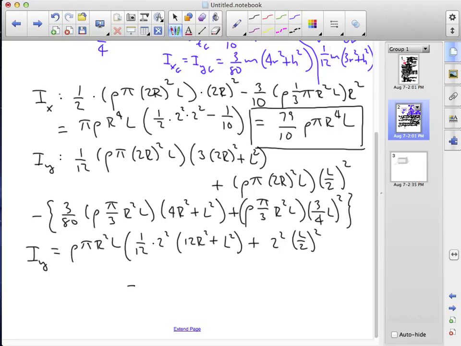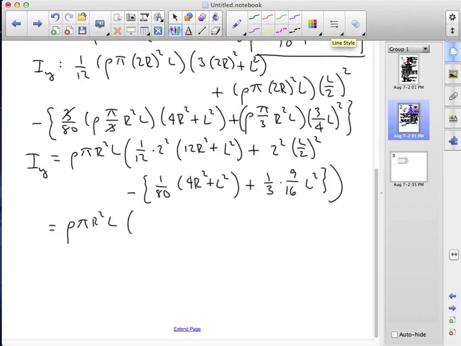And we're subtracting our contribution from the cone. We'll end up with a 1 over 80 times 4r squared plus L squared plus 1/3 times the 3/4 L squared, which is going to be 9/16 L squared. Multiplying these things out, we get from our first term a 4r squared plus 1/3 L squared, and then our parallel axis offset gives us another L squared.